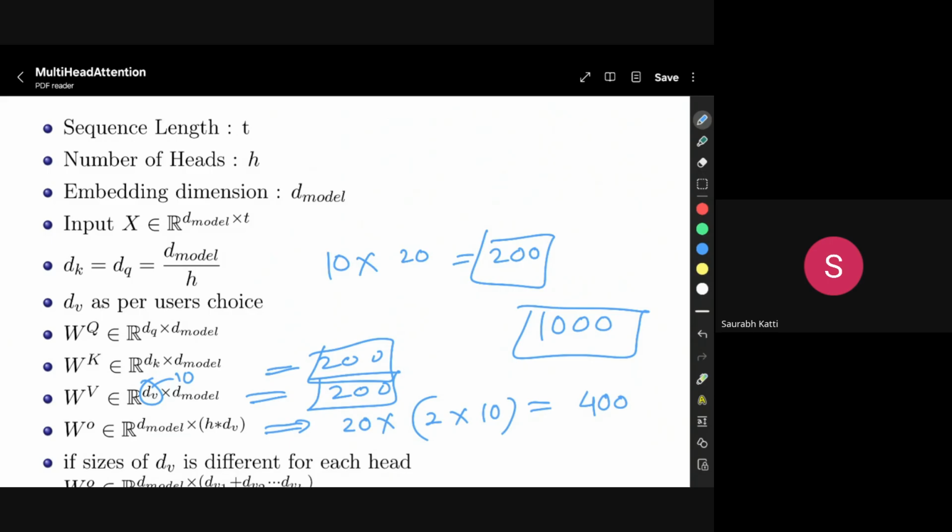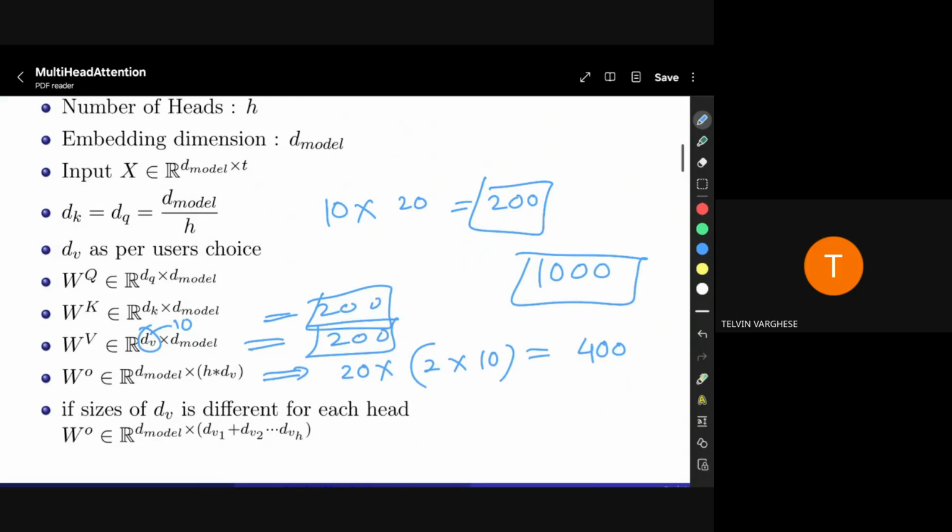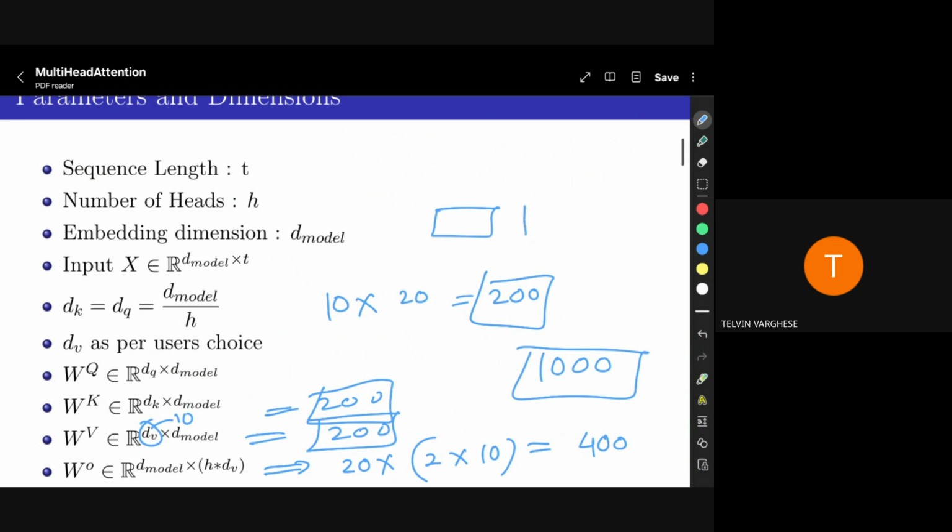I'll leave it up to you. Why do we want the WO calculation? Because we have two heads, right? We did the concatenation. Now this linear layer will be there. So this linear is WO, right? So these are also parameters, correct?